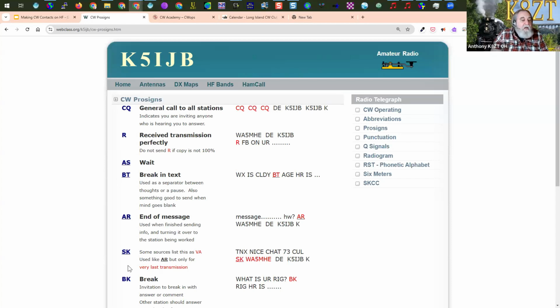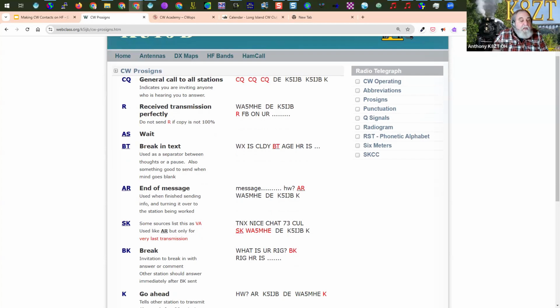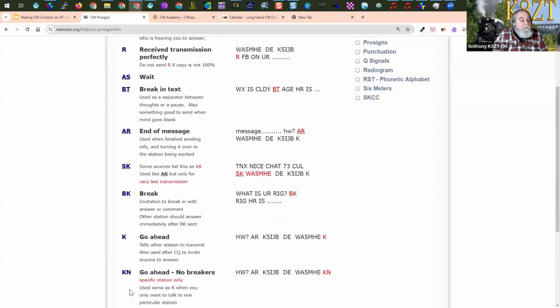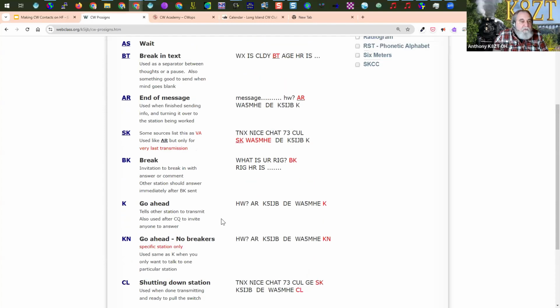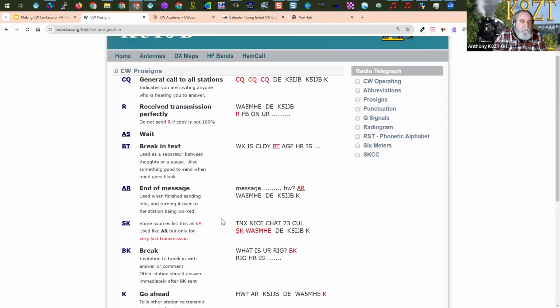SK is used like AR but at the very last transmission, and BK can also be sent for break. K for go ahead, KN for only one station go ahead, and CL for shutting down the station, also known as see you later. These are the prosigns. Sometimes they're very important to use, other times you don't really need to use them.